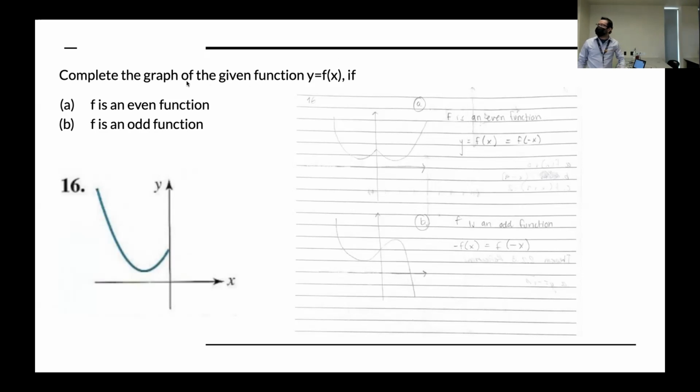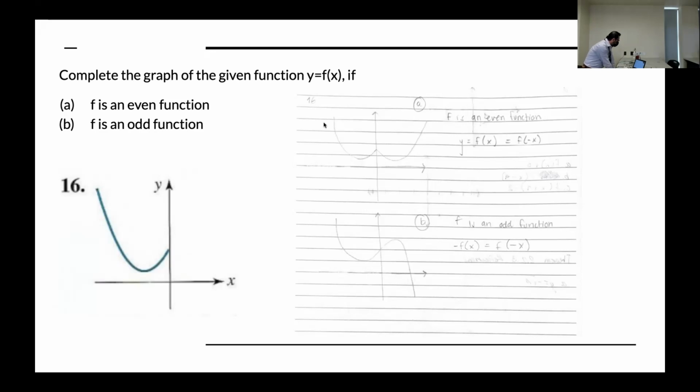I think we've got Leo. Can you see the PowerPoint? Yes, we can. It's perfect. Go ahead, Leo. Okay. Let me do something. Okay, the problem says complete the graph of the given function y equals f of x. If f is an even function, so here, can you see my mouse? Yes, we can see the pointer.